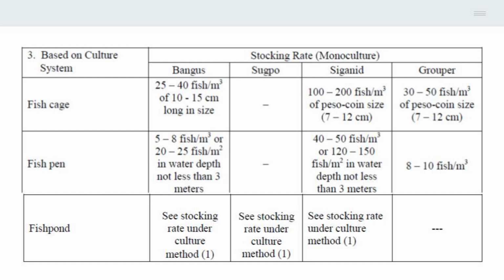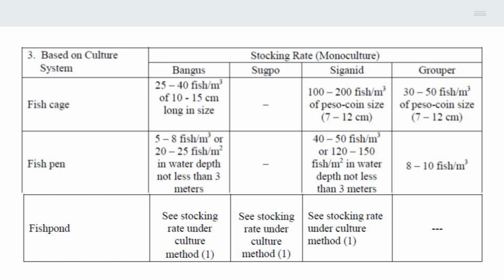Since cages limit the space for movement, stocking densities tend to be high but must be carefully managed to maintain water quality. For the bangus or milkfish, they are stocked at 25 to 40 fish per cubic meter for juveniles. For the siganid or rabbit fish, they are stocked at 100 to 200 fish per cubic meter for juveniles. As for the grouper, they are stocked at 30 to 50 fish per cubic meter for juveniles. It is important to note that sugpo or tiger shrimp is not typically raised in cages, which is why it is not included in this category.